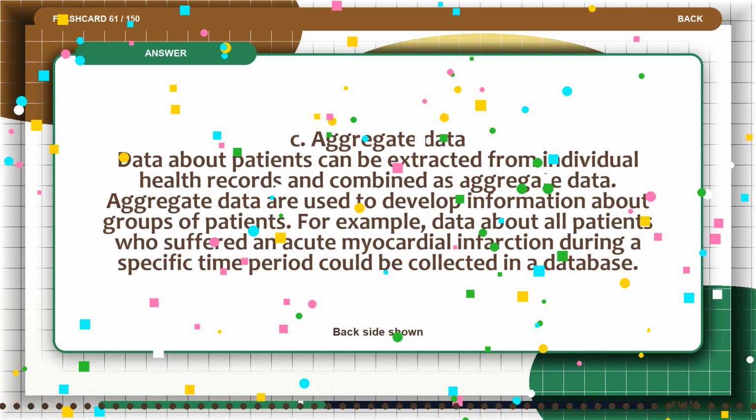The answer is C. Aggregate data about patients can be extracted from individual health records and combined as aggregate data. Aggregate data are used to develop information about groups of patients. For example, data about all patients who suffered an acute myocardial infarction during a specific time period could be collected in a database.